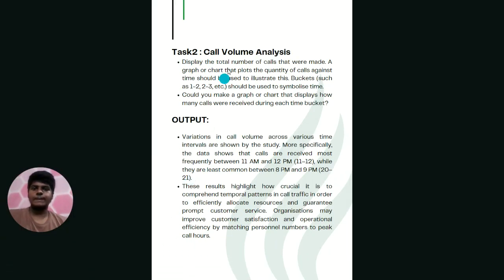So coming to the report, by doing this analysis, the study reveals fluctuations in call volume across different time intervals. Specifically, calls are most frequent between 11 a.m. to 12 p.m., while they are the least common between 8 p.m. to 9 p.m. These findings underscore the importance of understanding temporal patterns in call traffic to effectively allocate resources and ensure prompt customer service. By aligning staffing levels with peak call hours, organizations can enhance customer satisfaction and operational efficiency.